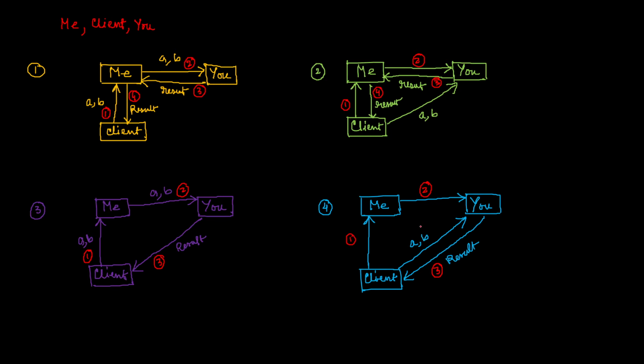There is another way by which we can find a similarity among some of the cases. For example, if you compare case number 1 and 2, you will see that in both cases, after calculating, you are returning the result to me and I am returning it to the client. But in case number 3 and 4, you are returning the result directly to the client.